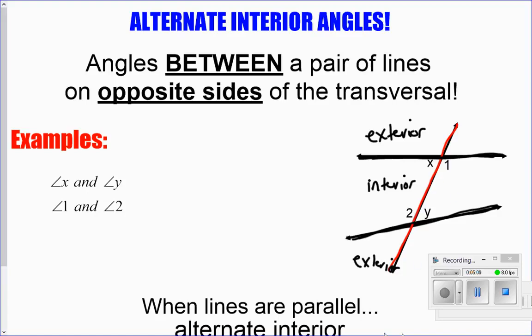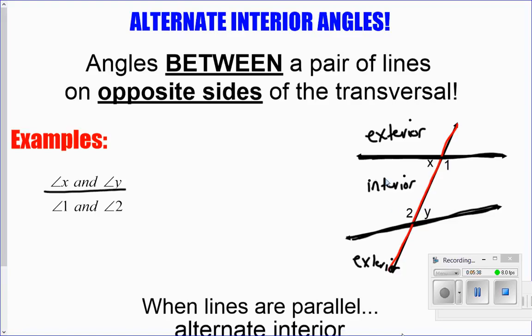Now, it has to also be alternate, meaning alternate sides or opposite sides of the transversal. So if I'm looking at the angle here marked X, then I want to stay on the inside of the two lines, but I want to come to the opposite side of the transversal. So the angles that are marked X and Y, those are alternate interior angles, angle X and angle Y.